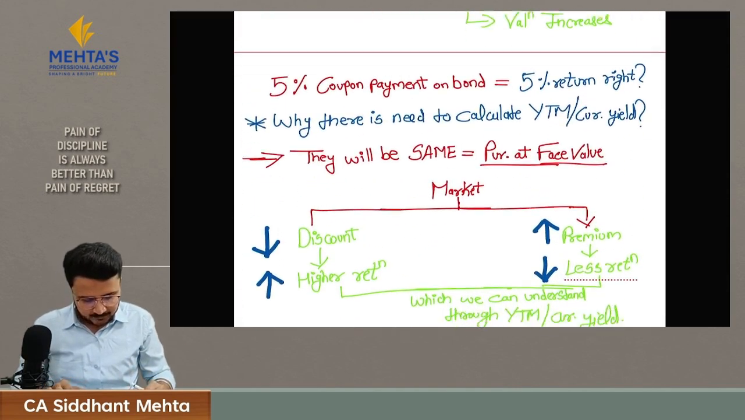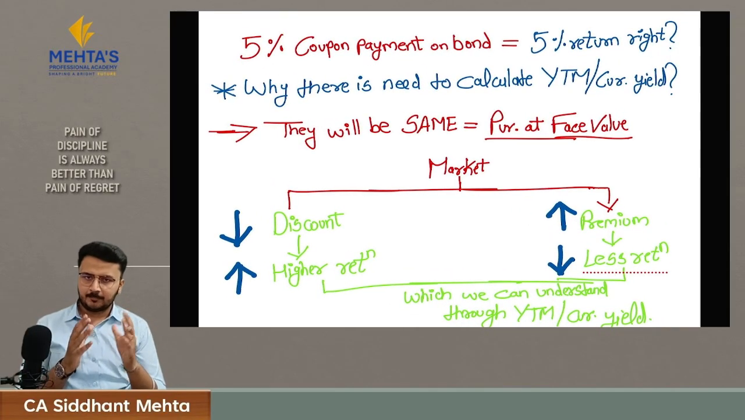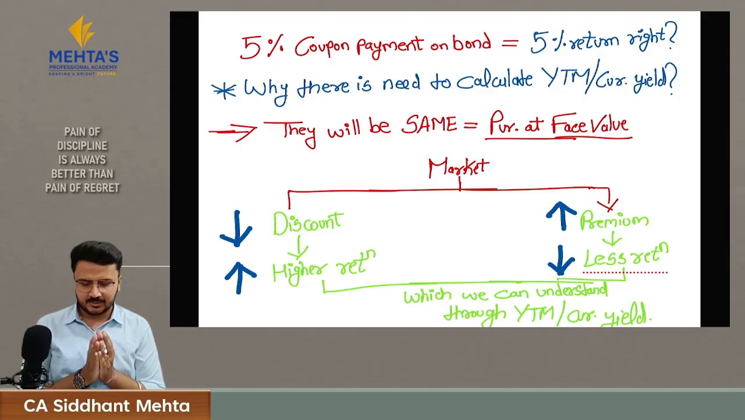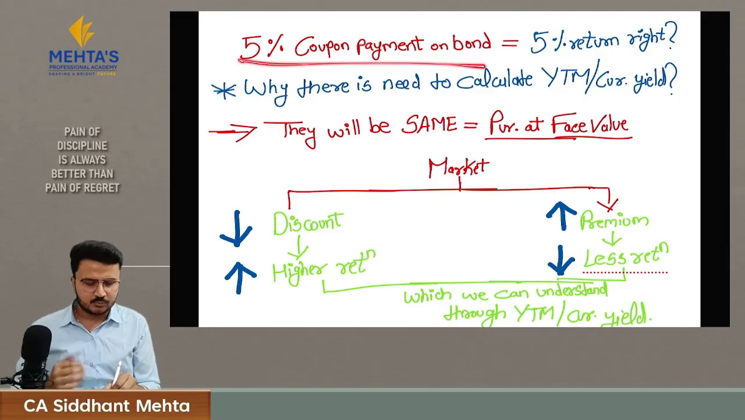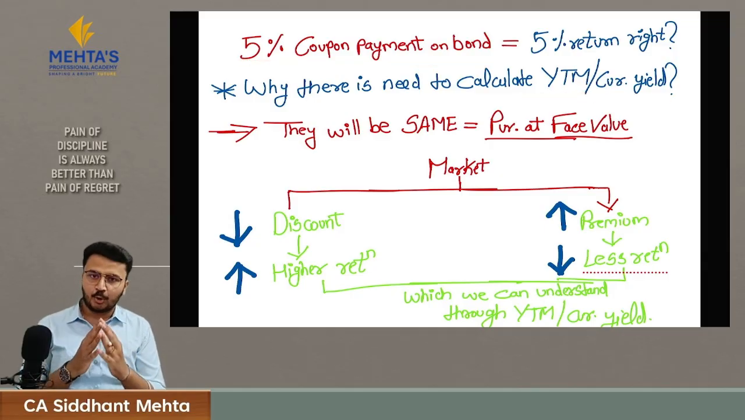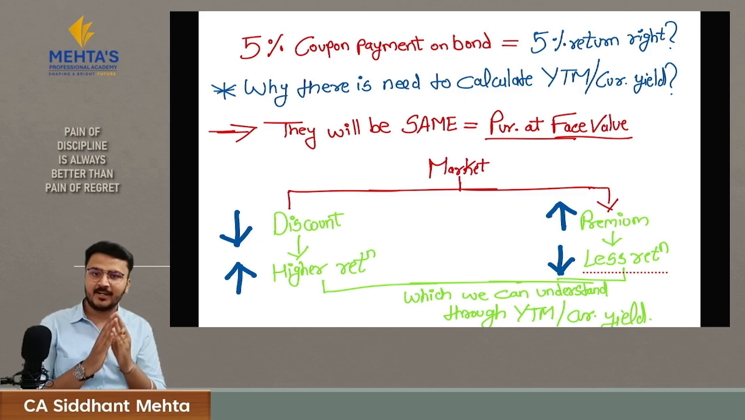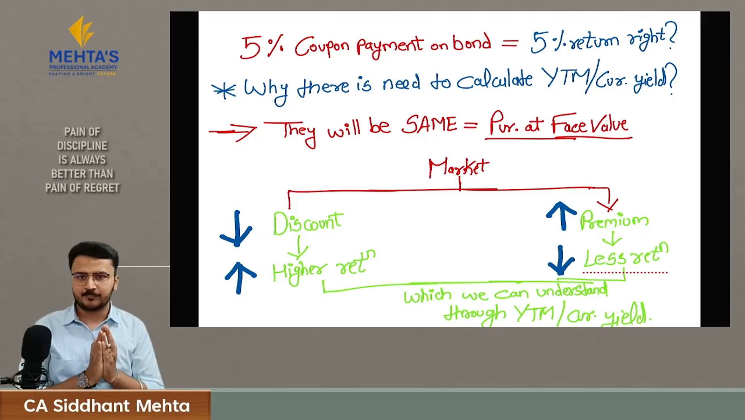I will explain it to you with this example. If my bond is giving me a 5% interest rate, that is a 5% coupon payment, so my return is 5%, right? Then why is there a need to calculate YTM or current yield? My friend, bonds are the same as stocks, they are also traded in an active market. So sometimes they will be trading at a premium and sometimes at a discount.